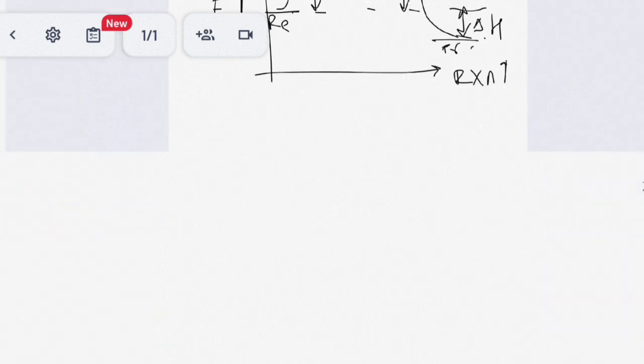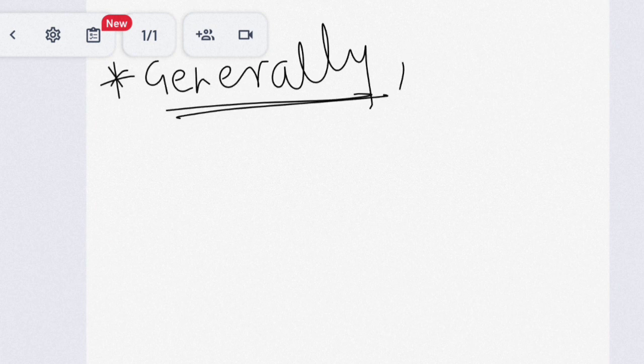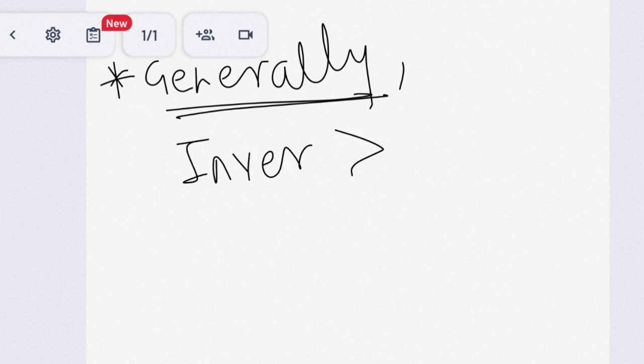Now some basic points to remember: in SN1 reactions, generally inversion products are greater in amount than the retention products. That's all.